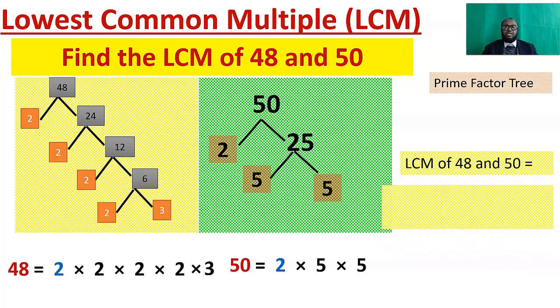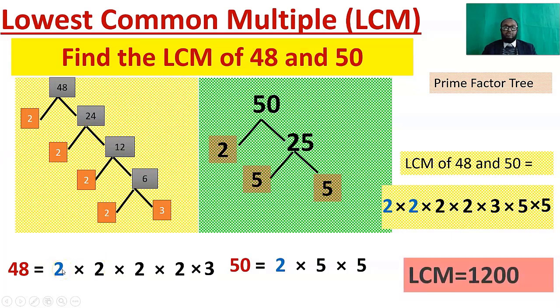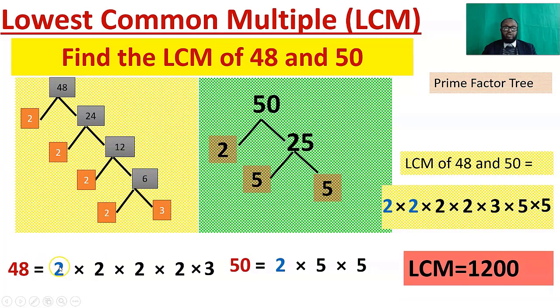That is how we find the LCM. We see what they have in common, and as you can see, they have one 2 in common. We don't repeat that one, we just take it once, and to be honest, that is the HCF. 2 is the HCF of 48 and 50. So we take the HCF and all that is left. If the blue 2 is what they have in common, we just take it one time and multiply by the rest.